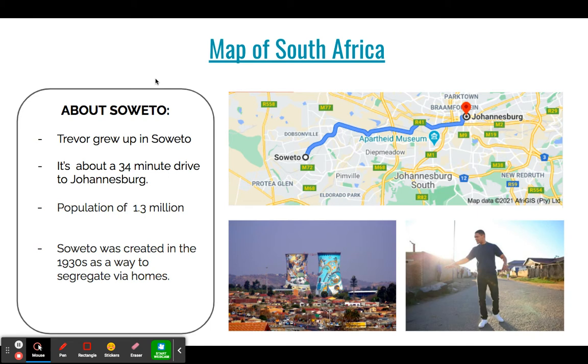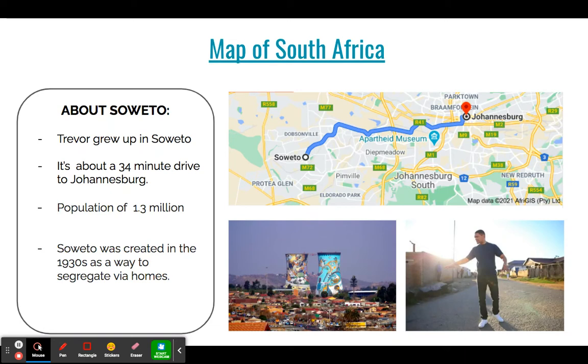Trevor grew up in a township called Soweto, and I included a map so you could see approximately how far away it is from Johannesburg. If you've heard anything about South Africa, I'm sure you've heard Johannesburg mentioned, because it's a very popular, well-known town, and it's about a 34-minute drive. That would be like driving from West Salem to Monmouth Independence, roughly. So not super far away. The population of Soweto itself is 1.3 million, which is way bigger than Salem. I think Salem is not even 200,000 people.